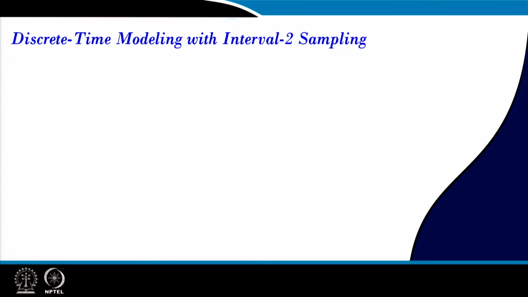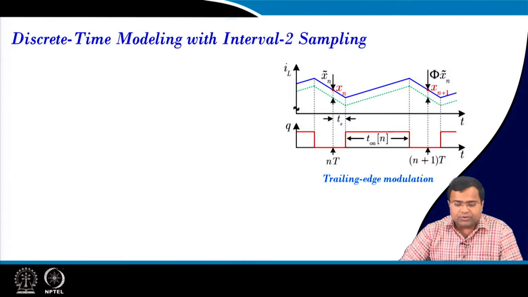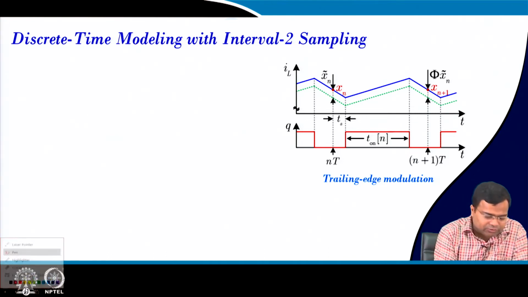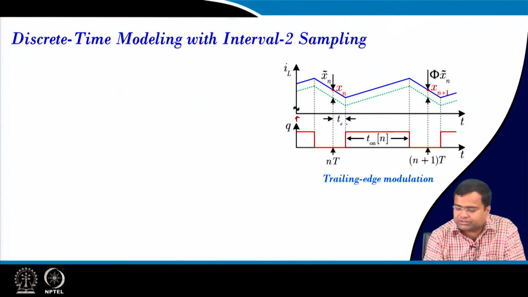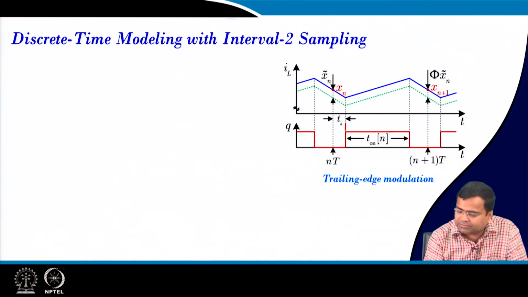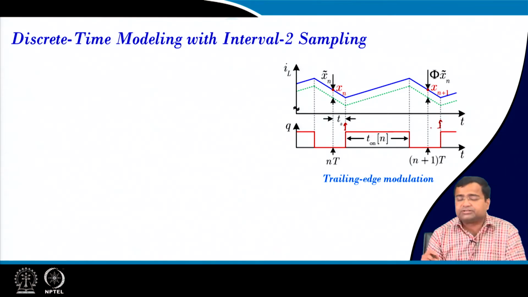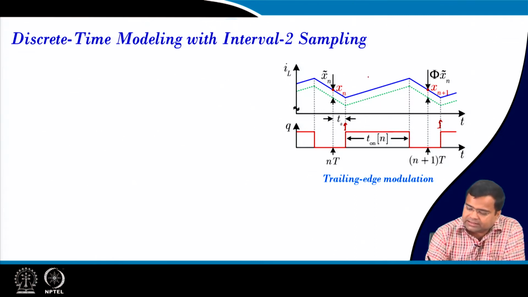So, first we will start with the interval 2 sampling discrete time model. This waveform shows the interval under interval 2 sampling with trailing edge modulation. You can see that at the rising edge of this switching clock the switch will turn on, and that is why it is trailing edge modulation.